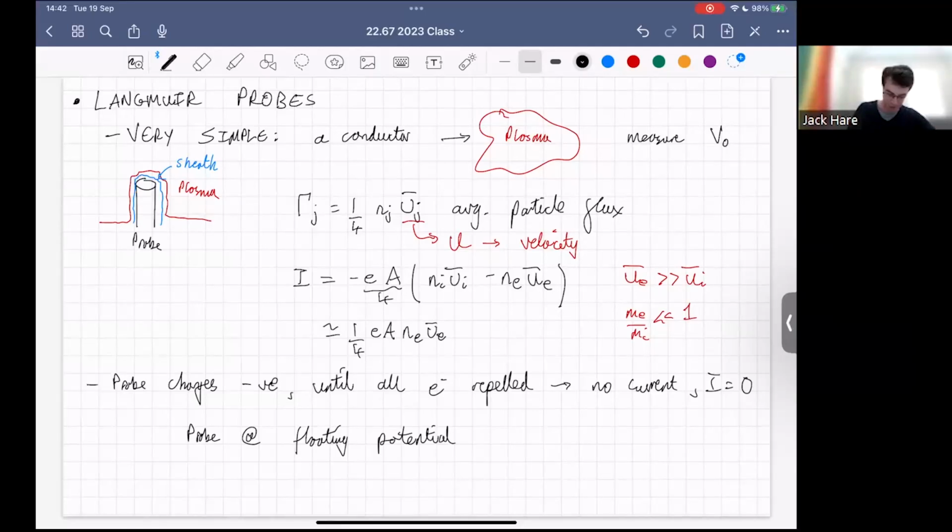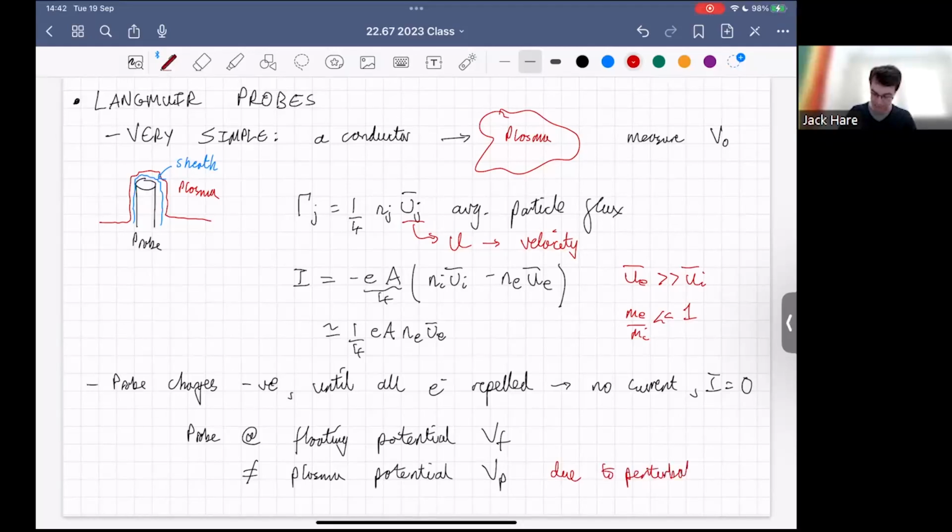It's the floating potential. But the key thing here is that this is not the same as the plasma potential. So the plasma itself is going to be at some other potential, which we'll derive later on. The floating potential we're going to call VF, and the plasma potential we're going to call VP here. And this difference in potentials is due to the fact that we have perturbed the plasma, right? We have stuck some probe into it, which has changed the nature of the plasma. It's created this sheath. It's caused all sorts of electrons and ions to fly around, charges to fly around. So there's no good reason for it to have the same potential as the plasma at all.